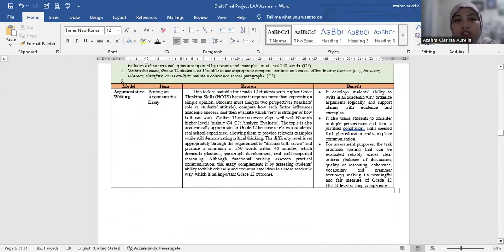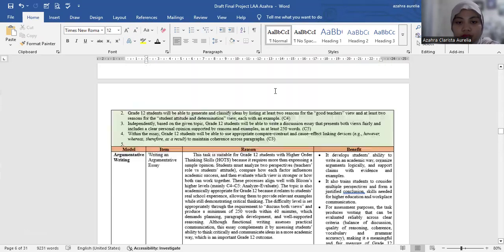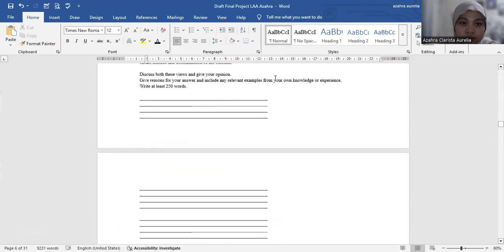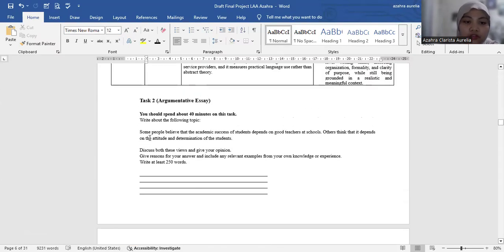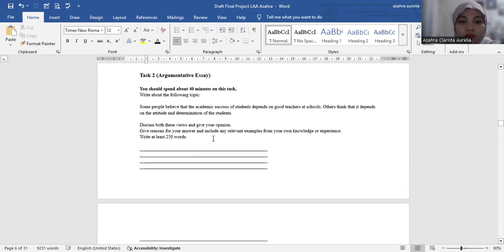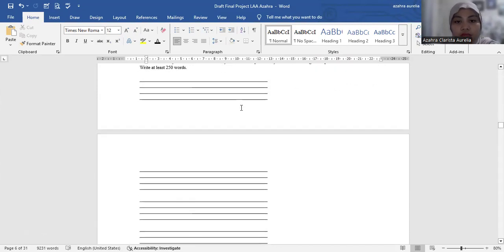The reason why I chose this task is because this task is suitable for students with high order thinking skill because it requires analysis and evaluation, not just opinion. And the topic is relevant to students' academic experience. And the benefit of this task is this task prepares students for university level writing and critical thinking. Yeah, because they have to discuss both views. So it's more complex.